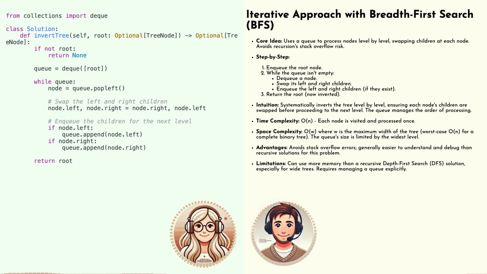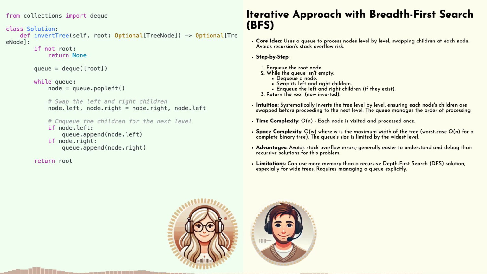Worst case scenario is a really wide tree. That last level could have almost half of all the nodes in it. Meaning our queue would need to hold a ton of nodes, so the space complexity could approach O(n) in that extreme case. Exactly. But for more balanced trees, that queue is going to be much smaller. The space complexity for a balanced tree would be more like O(log n), which is just the maximum number of nodes at the deepest level. So the shape of the tree really matters when it comes to the space BFS needs.